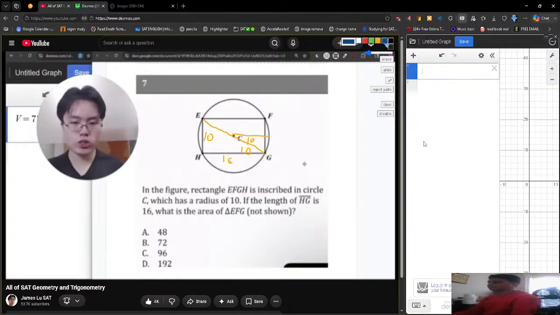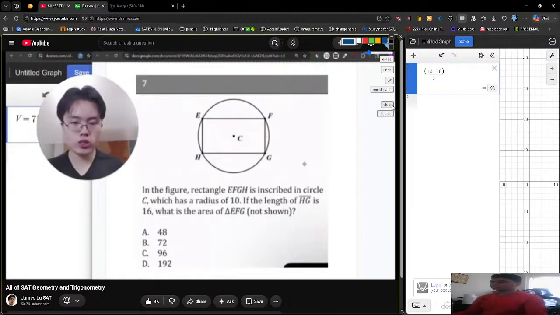What is the area of EFG? EFG. Bam. So isn't it? It's a triangle, so we just need height and length. So 16 times 10, so 16 times 10 divided by 2. I did something wrong. I don't know what I did wrong.